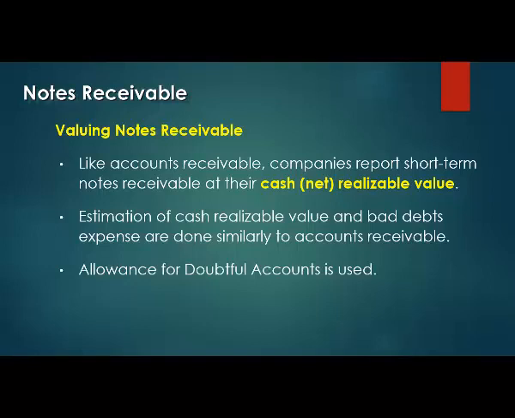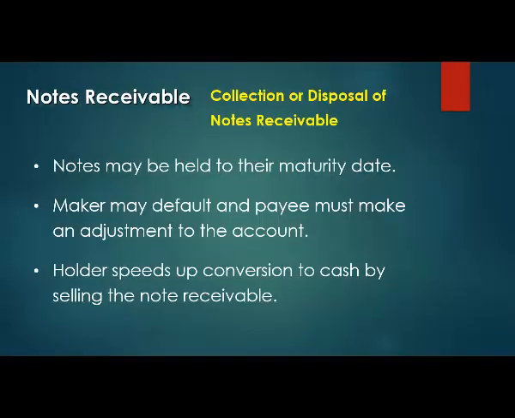Now, before we get to the final payment of the note, let's remember when we value accounts receivable, we have allowance for doubtful accounts. When we value notes receivable, we also have to estimate how much we think we're going to collect. And if it's lower, then we have to add money to allowance for doubtful accounts. So now we can talk about collection of the note receivable. Ideally, notes are held to their maturity date and then paid. Sometimes the borrower or the maker may default and not be able to pay their loan, and we have to make an adjustment to the account.